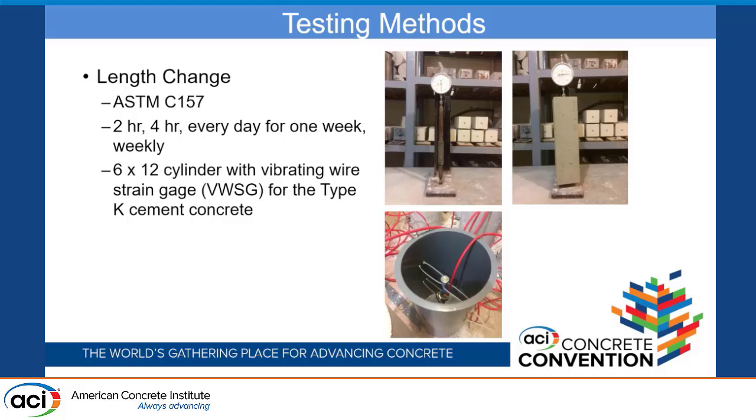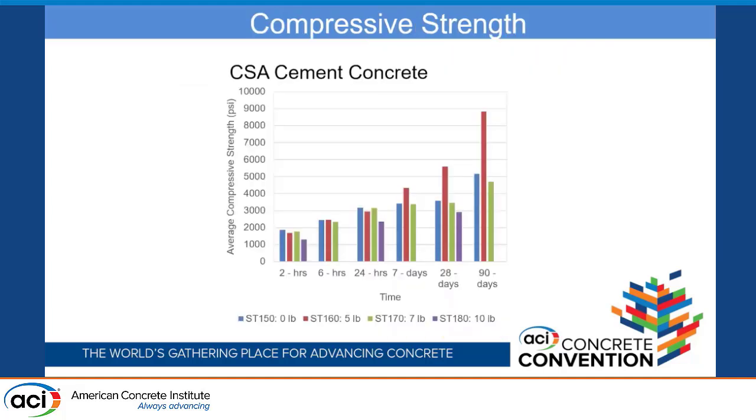And then for length change, we did unrestrained ASTM C157 specimens for the rapid setting cements. Again, we started at 2 hours, measured at 4 hours, and then everything else started at 24 hours and went every day for the first week and weekly after that. We also examined for the type K shrinkage compensating cements that we expected some expansion. We did a 6x12 cylinder with a vibrating wire strain gauge that was included in the cylinder.